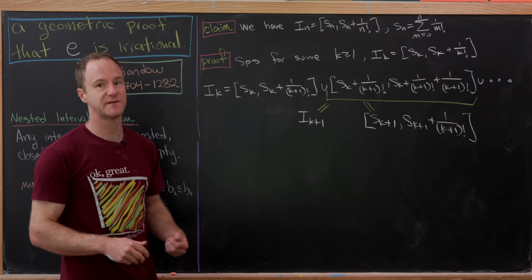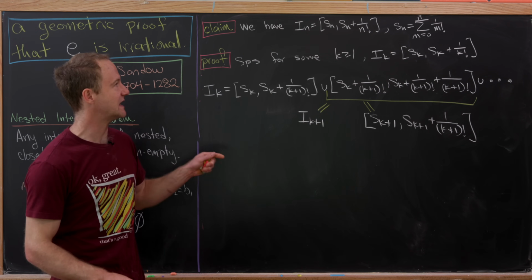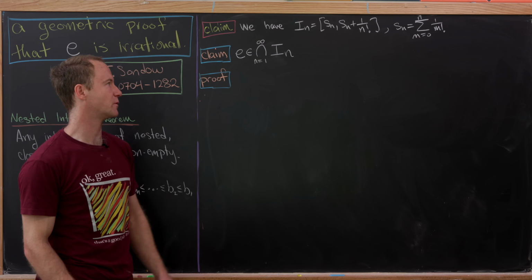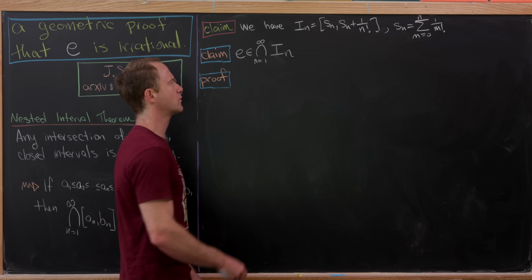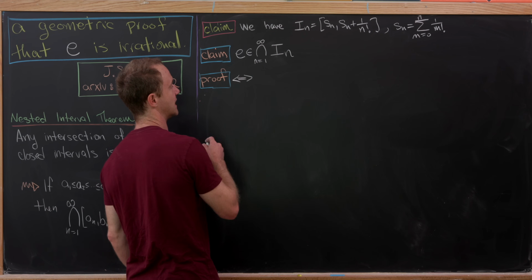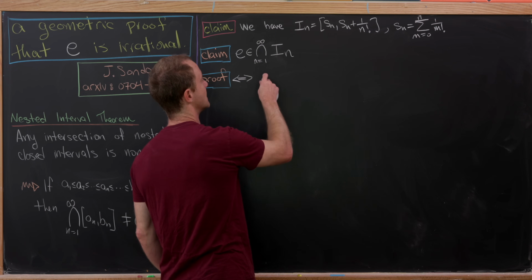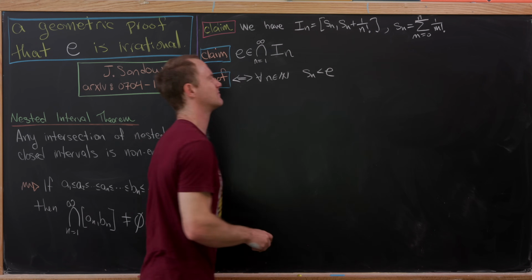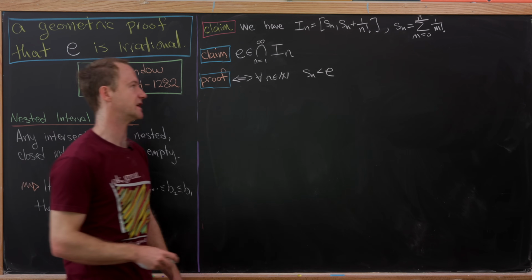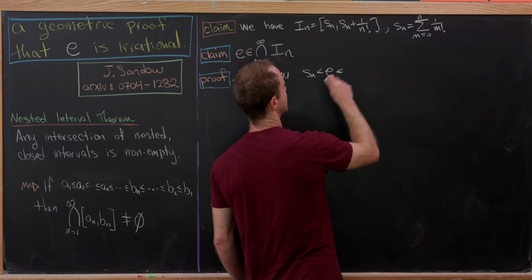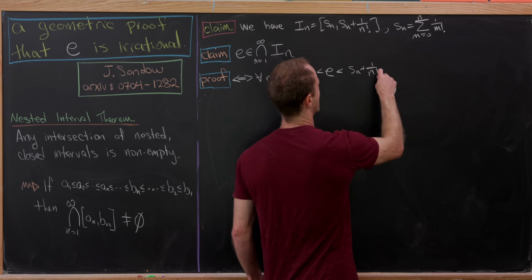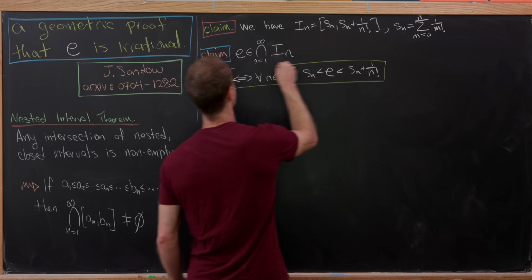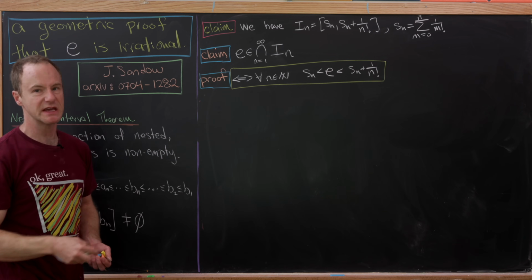So the next step is to finally get e into the mix. We'll show that e is in fact in every one of these. Showing that e is in the intersection as n goes from 1 to infinity of I sub n will really be equivalent to showing the following inequality. This is if and only if, for all natural numbers n, s sub n is less than or equal to e, but we'll prove a strict inequality: s sub n less than e, which in turn is less than s sub n plus 1 over n factorial. Okay, so that's our equivalent statement, which we'll prove. Let's get to that.